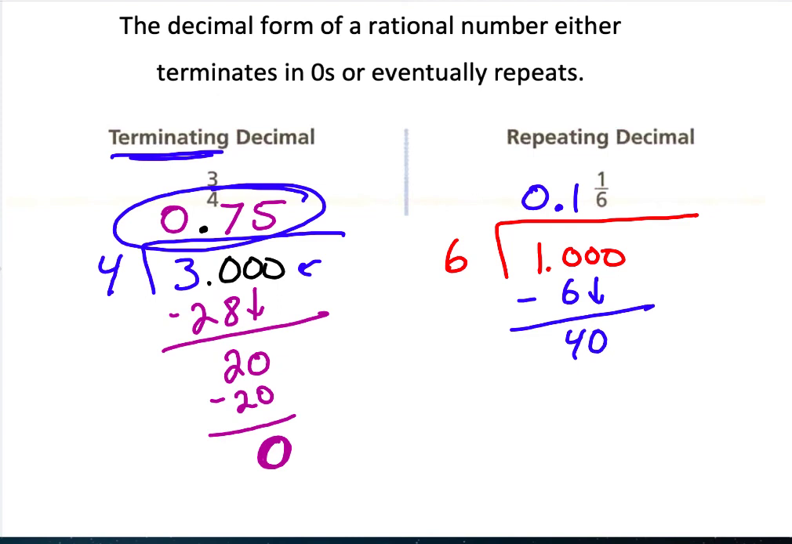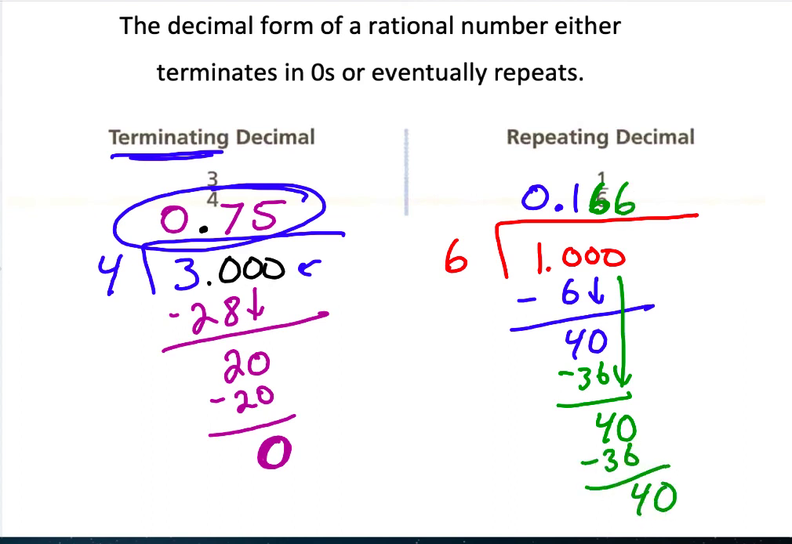6 goes into 40 6 times, which is 36. Subtract, I get a 4, bring down a 0. 6 goes into 40 6 times, which is 36. Subtract, I get a 4, bring down another 0. You kind of notice the pattern. I'm just going to keep repeating that. 40 minus 36 is 4, becomes a 40 again. So as soon as you notice that, you know it's repeating. So you go ahead and just put that bar over the repeating part, and you're done. So that's how we check to see if it is a terminating or repeating decimal.